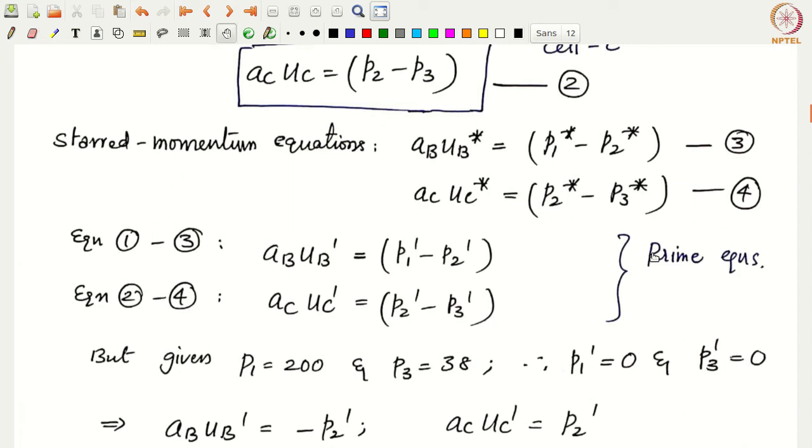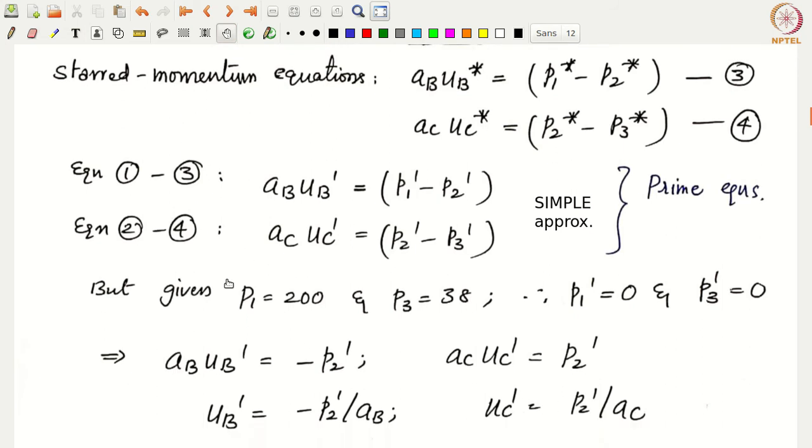Now what you see here is that we don't have to apply the SIMPLE approximation here, which was neglecting the contribution of the neighboring velocity corrections, because those are already 0 here. So as a result, the SIMPLE algorithm approximation need not be directly applied here, because the equations that we obtained already satisfy this condition, that the neighboring contribution to the velocity corrections is already 0. All right.